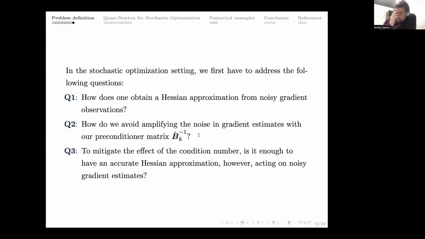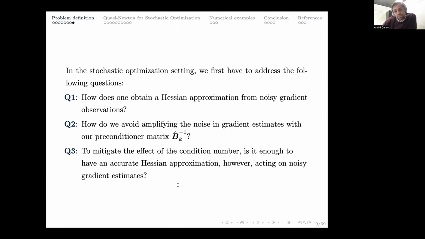Now, the other problem that we have is that if we just take stochastic gradient descent and precondition it by some matrix P, we will have, in the direction of the smallest eigenvalue of P, a great amplification of the noise. So say that the smallest eigenvalue here is 10 to the minus 3. We might be amplifying the noise in the direction of this eigenvalue by 10 to the 6. So we have to address the problem of noise amplification in stochastic optimization.